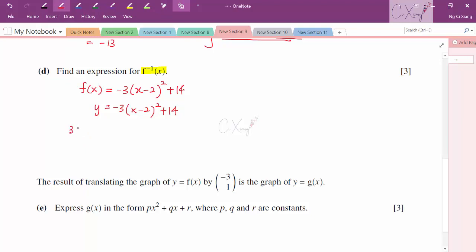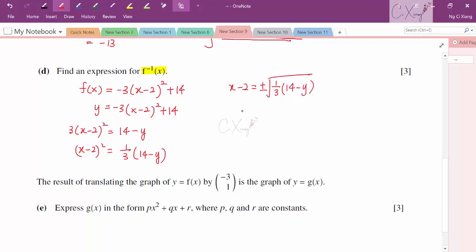So I'm trying to move all the variable x to the left-hand side, and then simplify it, divide it by 3, and take the square root of both sides. When we take the square root of both sides, generally we need to consider both plus and minus signs. And after that, we are having 2 plus or minus the square root of (14 minus y) over 3.